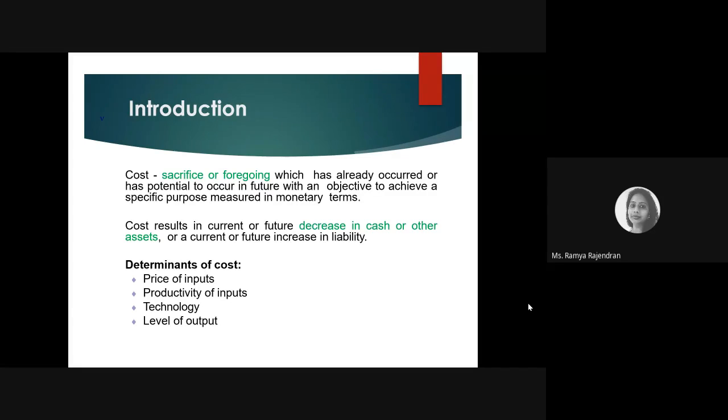Ma'am, could you just repeat the definition for cost again, ma'am? Yeah, sure. It's nothing but the amount of money that you're willing to sacrifice to achieve an objective. For example, I'm planning to buy a laptop, and I'm okay to pay 50,000 rupees to buy it. So here the amount of money that the person is willing to pay for it is 50,000 rupees. So that is a cost.